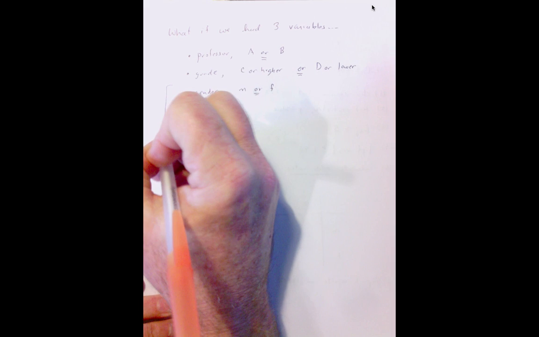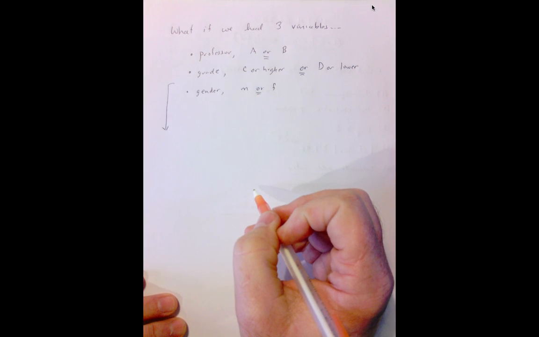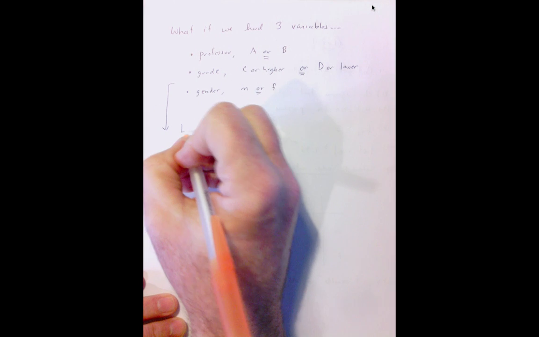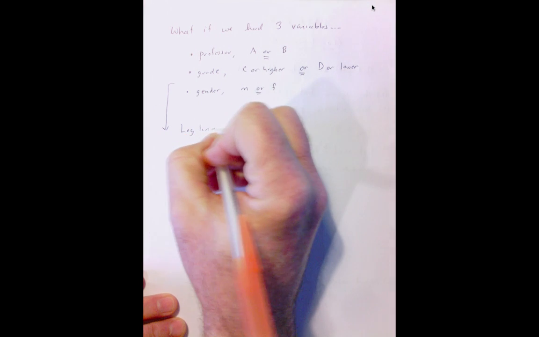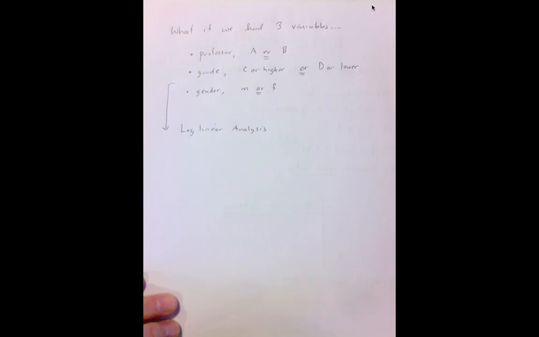And we wanted to bring this in as gender, male or female. Well, guys, in a situation like this, if we just have two of these, we're going to use a chi-square. But when we have three categorical variables, we're going to use log linear analysis.